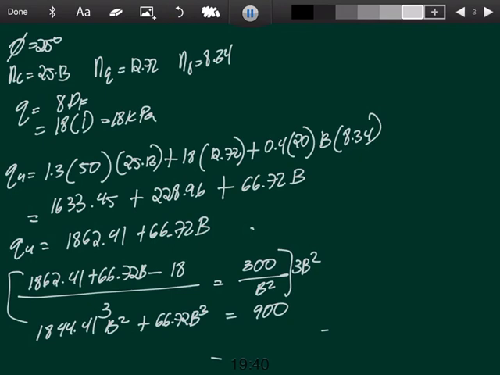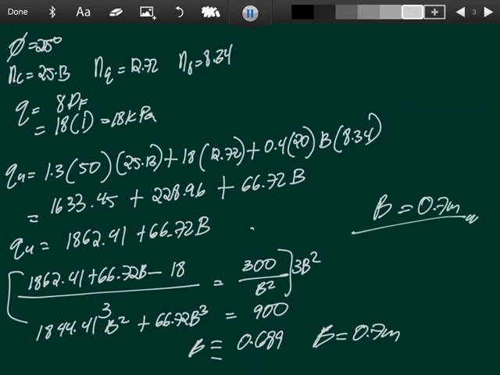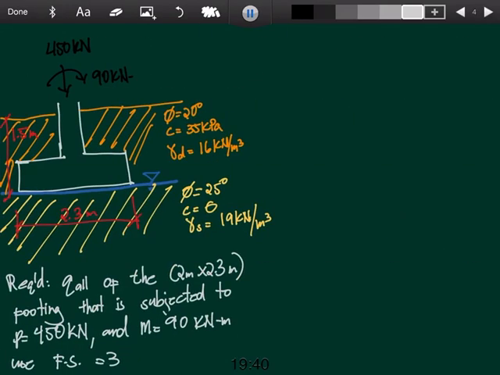Then we have two complex roots, and B is 0.689. So, B is equal to 0.7 meters. So, the B we are looking for is 0.7 meters. So, the width of the square footing is 0.7 meters. Okay? So, that's it. Next, we have another problem.